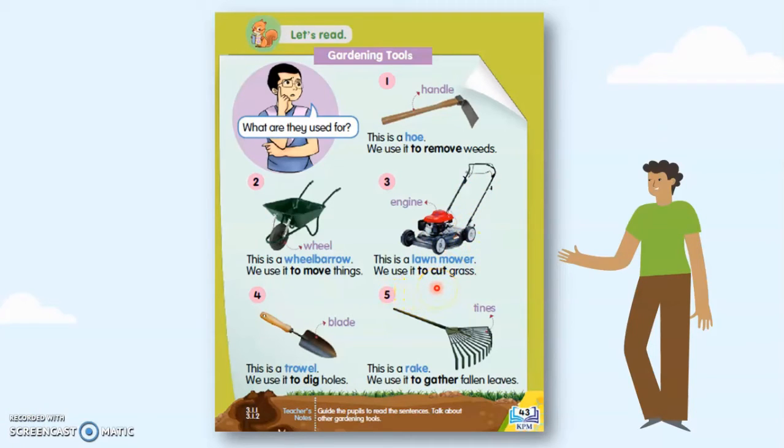Number 4. This is a trowel. We use it to dig holes.